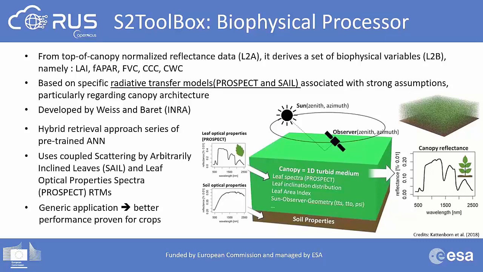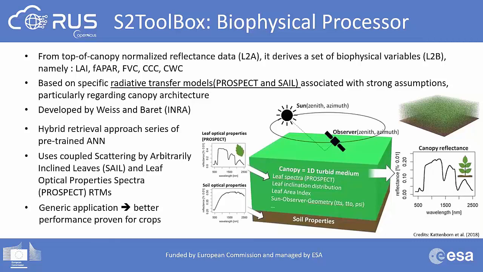And both of those are associated with strong assumptions, particularly regarding the canopy architecture. The algorithm is generic, so this means that it should apply to any type of vegetation with reasonable performance. However, some studies in the past have demonstrated poorer performance when radiative transfer models such as SAIL, which describe canopy as a turbid medium, which you can see on the picture here, are applied over forest environments.